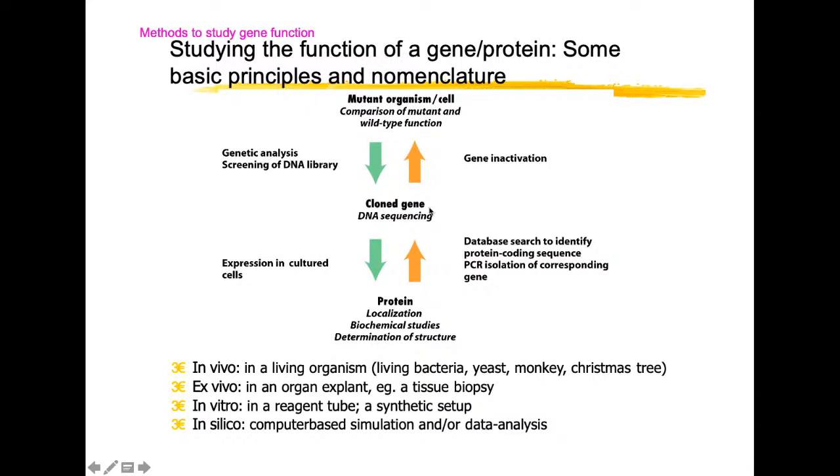So in this way, this cycle could go up and down. Some terms like in vivo, ex vivo, in vitro, in silico. In vivo means in living organisms, where the living bacteria, yeast, monkey, Christmas trees are there. Then ex vivo, it's in an organ explant, for example a tissue biopsy. Then in vitro, in a reagent tube, a synthetic setup. Then in silico, computer-based simulations or data analysis.